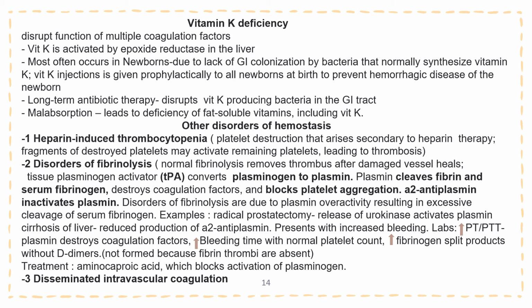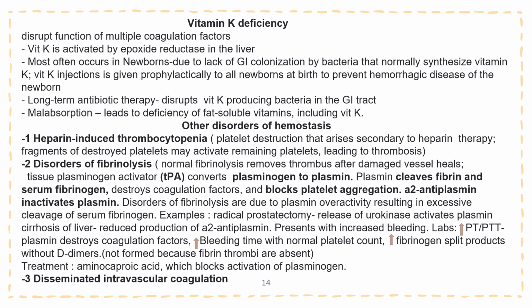Examples: radical prostatectomy, where release of urokinase activates plasmin. Cirrhosis of the liver, with reduced production of alpha-2 antiplasmin. Presents with increased bleeding. Labs.